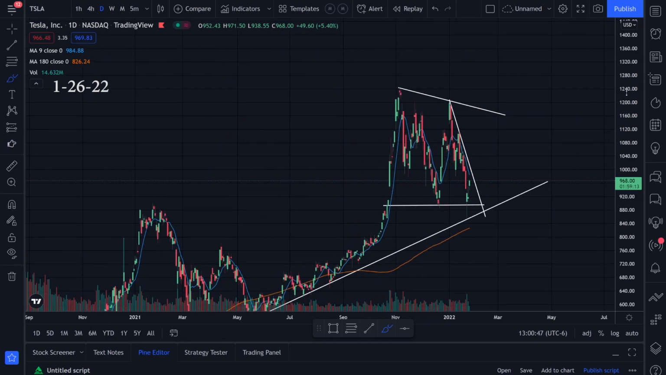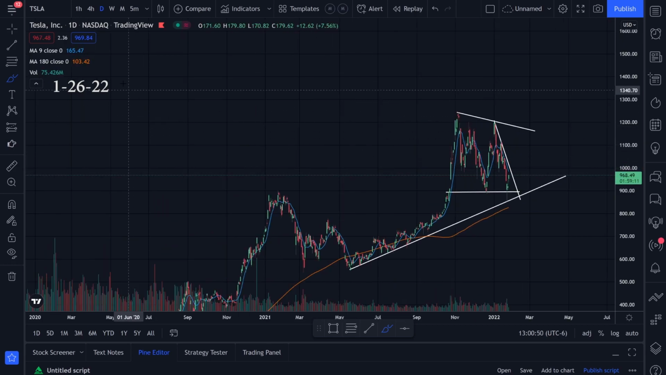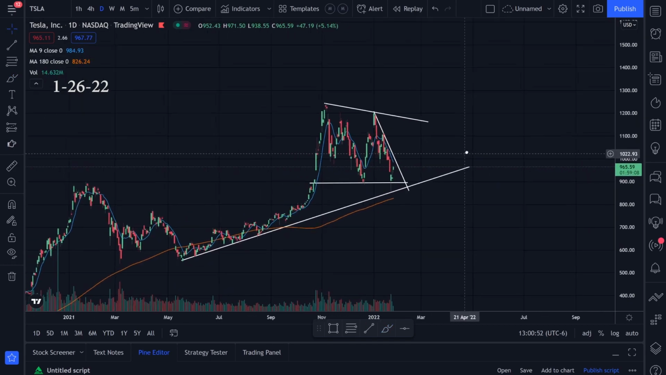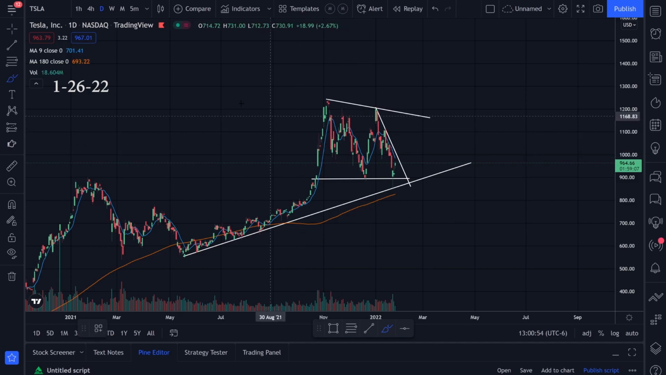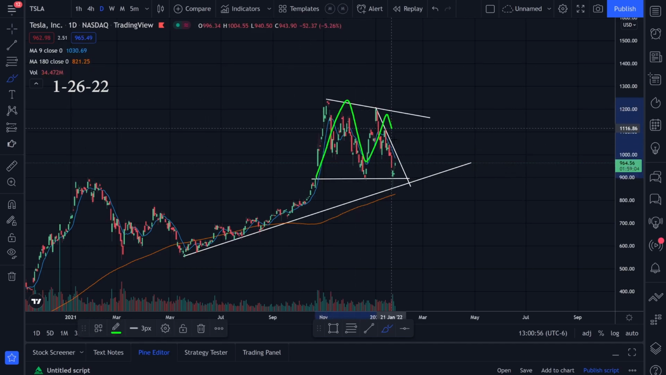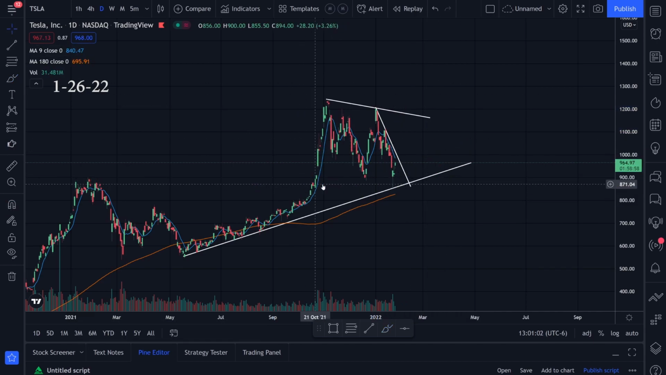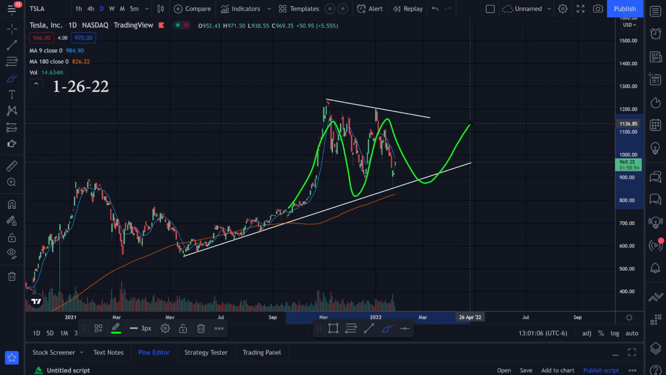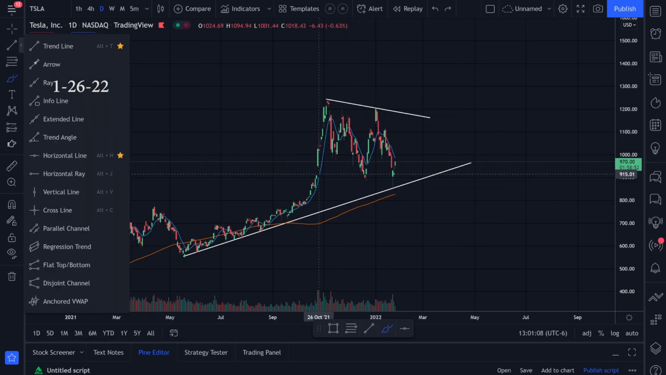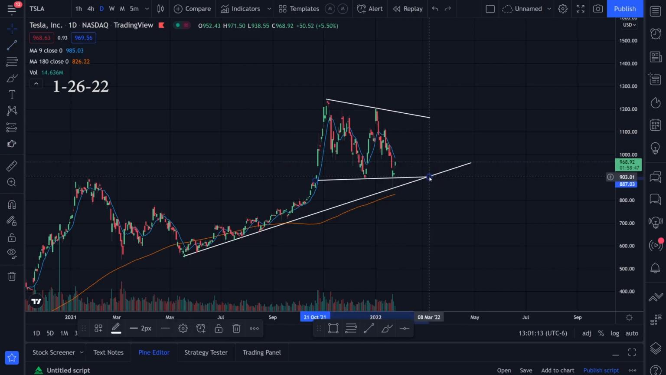So basically, if we zoom out in the bigger time frame, I think we're kind of in this either channel pattern or triangle pattern, however you want to look at it. Let's say we get rid of this line right here and this one right here. It kind of looks like a triangle pattern, but it could also be a channel pattern, something like that.